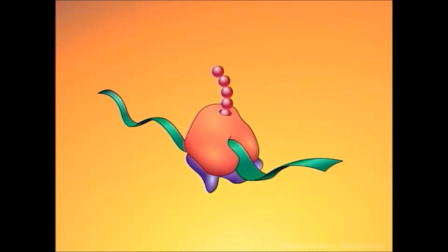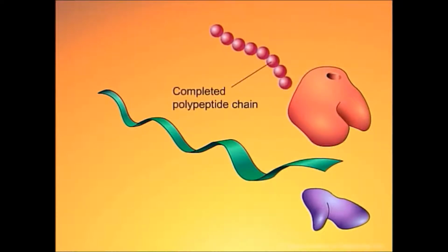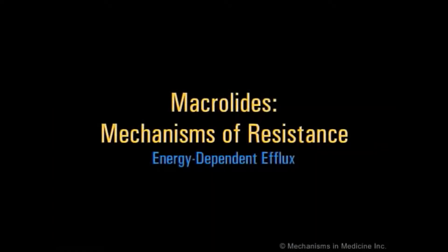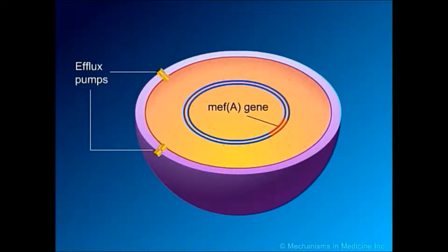A second mechanism of bacterial resistance to macrolide antibiotics is mediated by efflux pumps. These efflux pumps are encoded by the MEF-A gene, which is a transposable element. Because they confer resistance to only macrolides and not lincosamides or streptogramin B, they are referred to as the M phenotype. The efflux pumps are energy dependent and for S. pneumoniae, result in moderate levels of resistance.